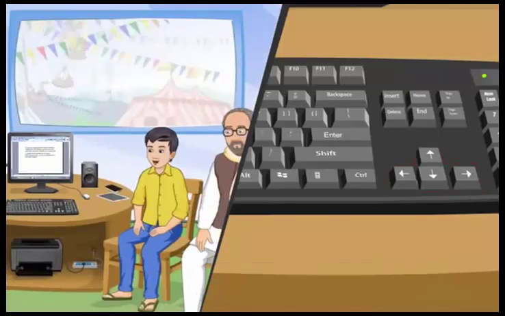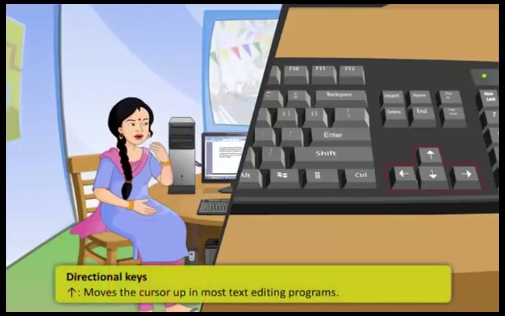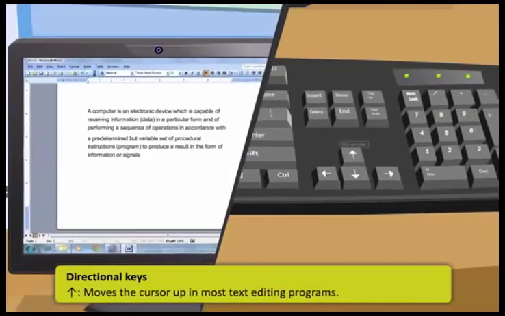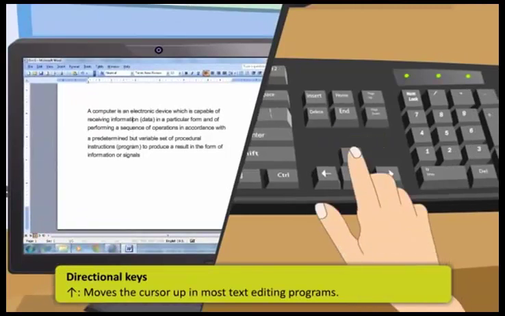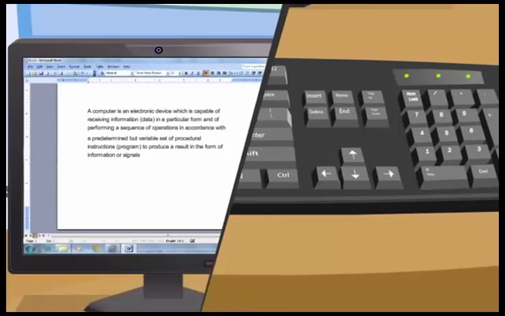What are these 4 arrow keys used for? These 4 arrow keys are called directional keys. The up arrow moves the cursor up in text editing programs.